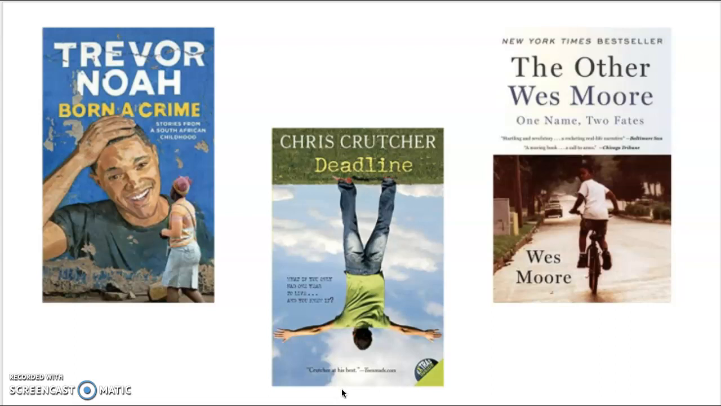Then we're going to take those concepts and themes that you've explored in both of those books, and you're going to read a book for the last section of the semester called The Other Wes Moore, One Name, Two Fates, written by Wes Moore. And again, this is another memoir that's going to give an account of two people named Wes Moore. And this is going to lead to your final project in the semester.